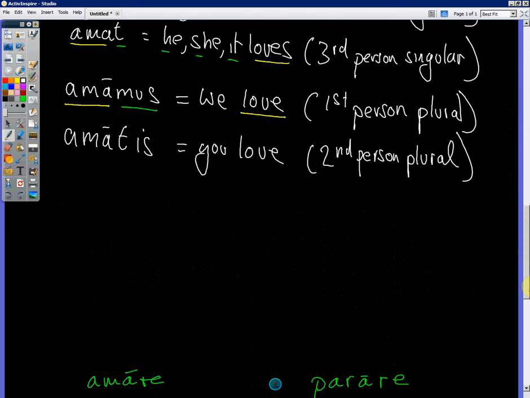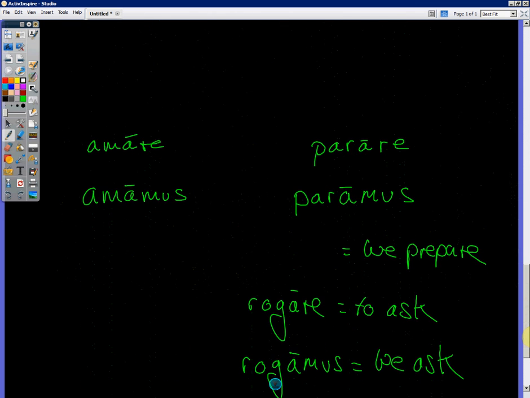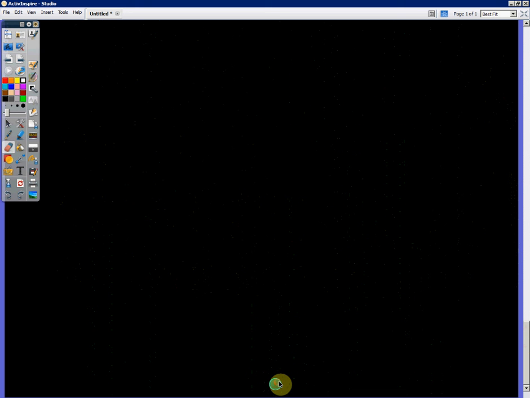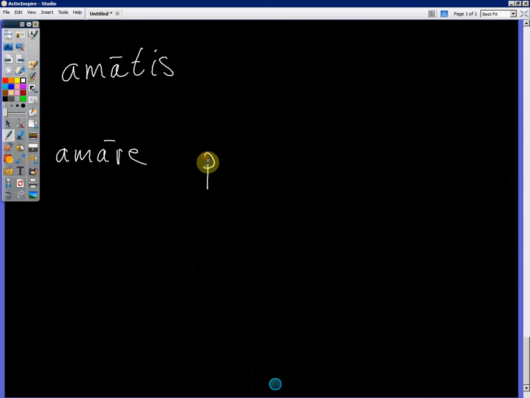Let's go back to some of those verbs that we were looking at. Let's get a clean board. So the form that we had was amatis, meaning you love. That comes from the infinitive amare, to love. So if I give you an infinitive parare, to prepare, and I want you to say you prepare in the plural, I go to the stem, take off the re, para, and I put tis on the end: paratis.